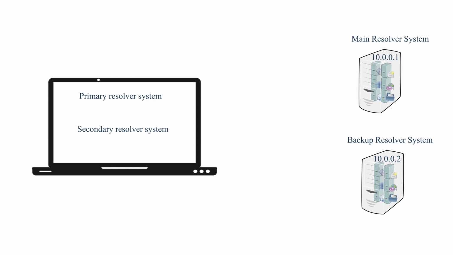Let's take an example. Suppose you have two resolver systems. IP addresses of these systems are 10.0.0.1 and 10.0.0.2. You want to use the first resolver system as the main resolver system and the second resolver system as the backup resolver system. For this, you need to configure the IP address of the first resolver system on network computers as the primary resolver system and the IP address of the second resolver system as the secondary resolver system. Network computers will use the primary resolver system to resolve queries. If the primary resolver computer fails or loses connectivity, they will use the secondary resolver system to resolve their queries.